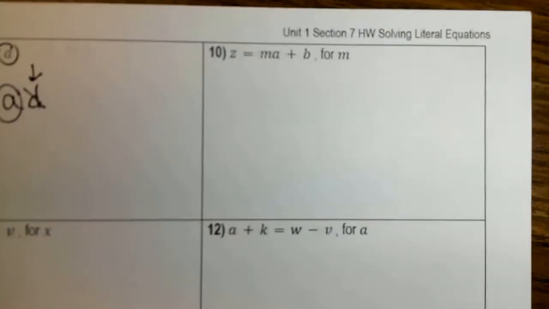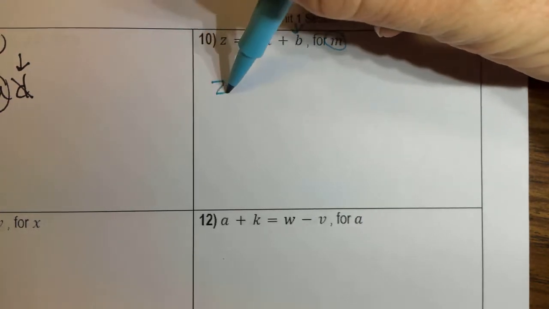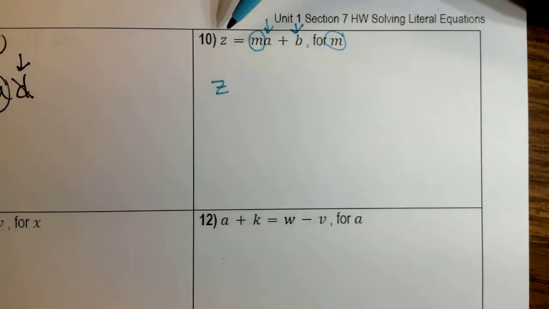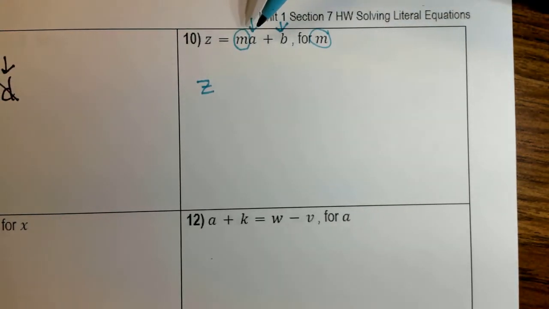Okay, number 10. I want to solve for M. Here's my M right here. So I have to get rid of A and B. And then I can get M. So I'm going to start with Z. And remember, the way I phrase it is I work backwards from the other side. So I'm going to work away from M, and then I can work next to M. Okay, so I have to work going towards the letter.